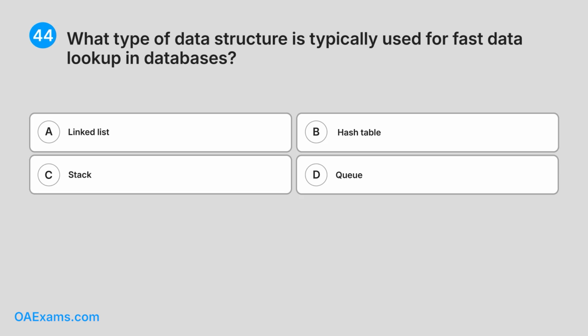44. What type of data structure is typically used for fast data lookup in databases? A. Linked list, B. Hash table, C. Stack, D. Queue. Can you guess the answer?